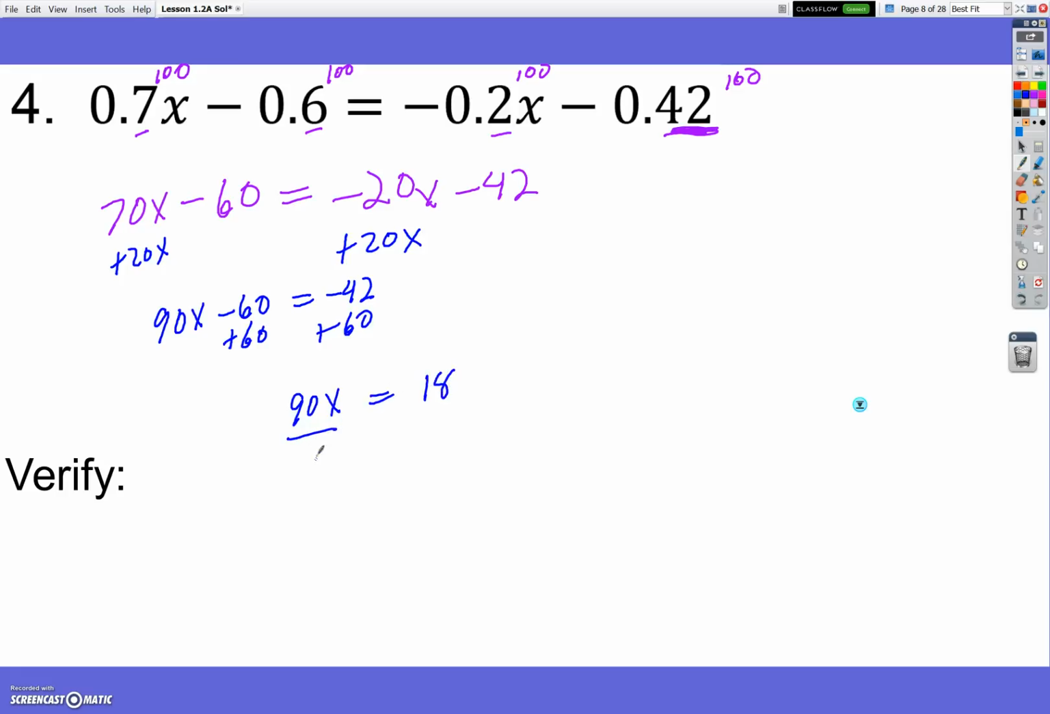I'm then going to divide both sides by 90, and that would reduce to 9 over 45, if I just reduce them both by 2. And then I can reduce them both by 9 to get 1/5. Since these were decimals, I can also stop right here and have 0.2. Alright, so go ahead and verify this one. Check your answers with your neighbor, and then we can move on to number 5.